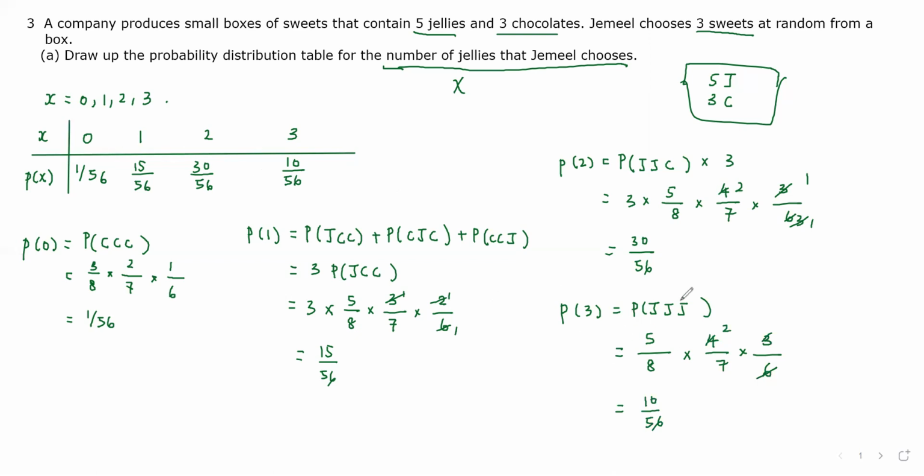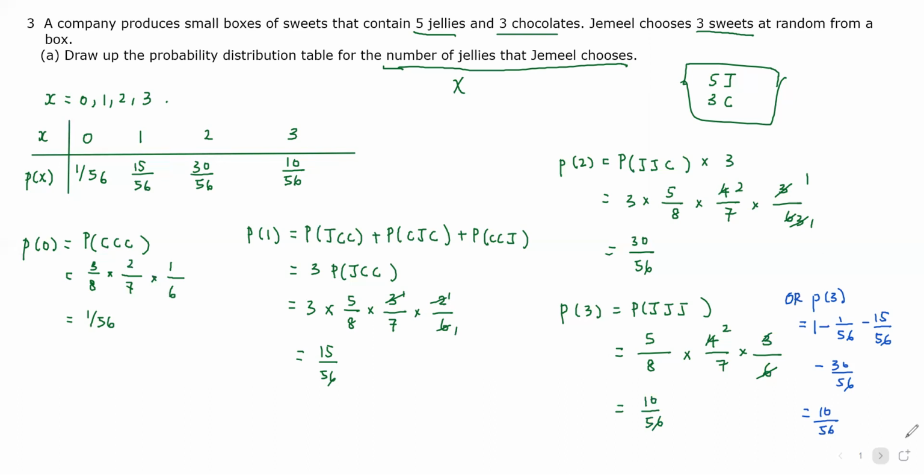For the third case here, instead of computing this probability, P of 3 here can be 1 minus the rest of them. You can subtract 1 out of 56, subtract 15 out of 56, and we can subtract 30 out of 56, and we will still get 10 out of 56. This is another way to find the last probability. These probability values must add to 1.